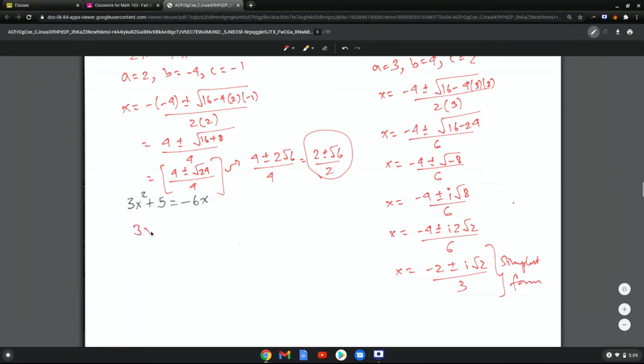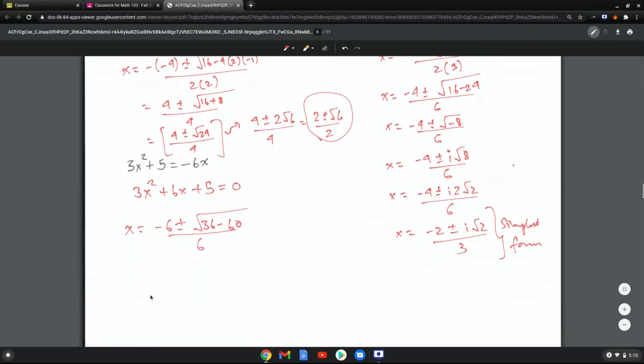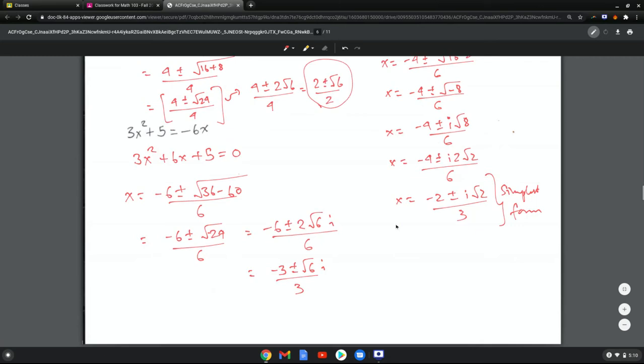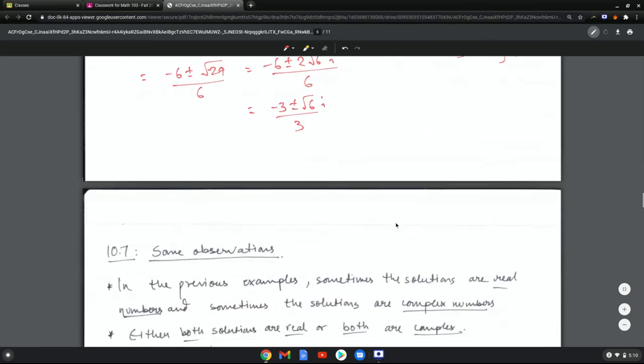One last example: 3x squared plus 6x plus 5 equals 0. Negative 6 plus minus the square root of 36 minus 4 times 3 times 5, which is 60, divided by 2 times 3, which is 6. That's negative 6 plus minus root of negative 24, over 6. That's negative 6 plus minus 2 root 6 i over 6. Again, a factor of 2 can be cancelled out to give negative 3 plus minus root 6 i over 3. So those are just examples of the quadratic formula.